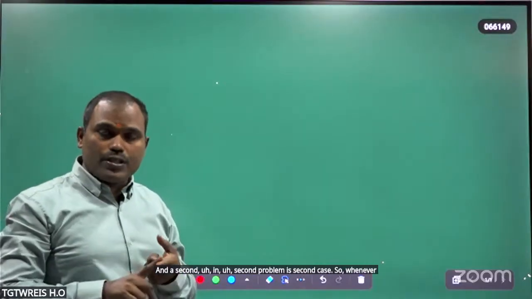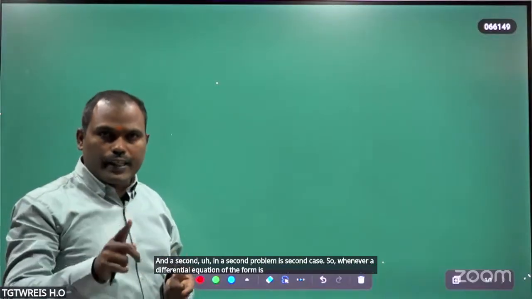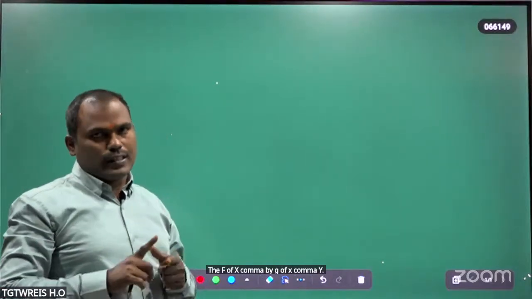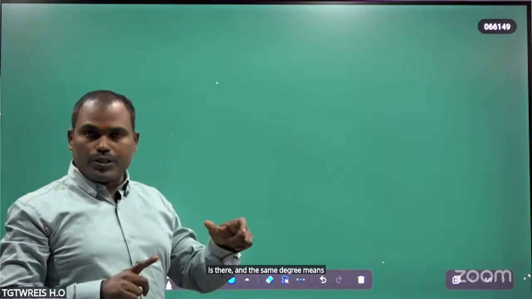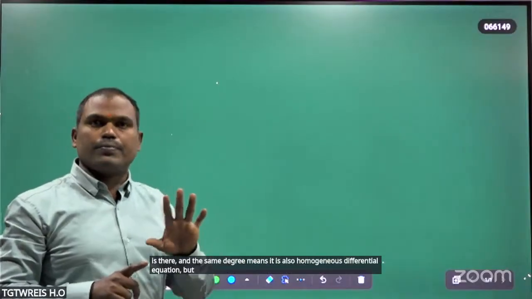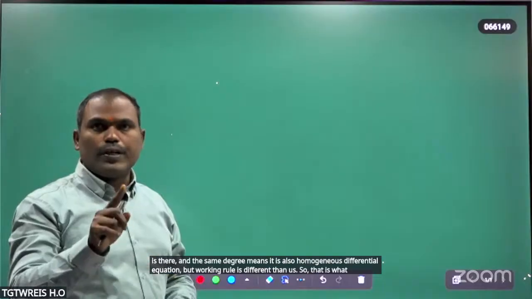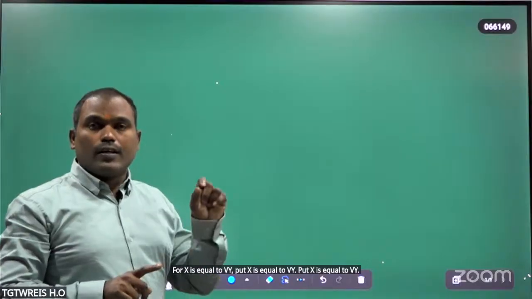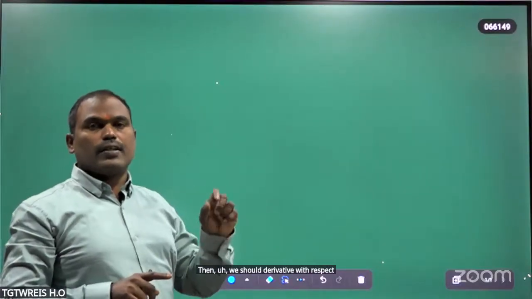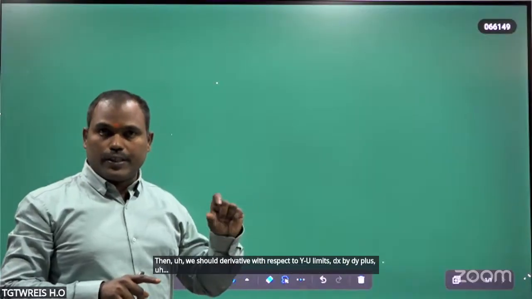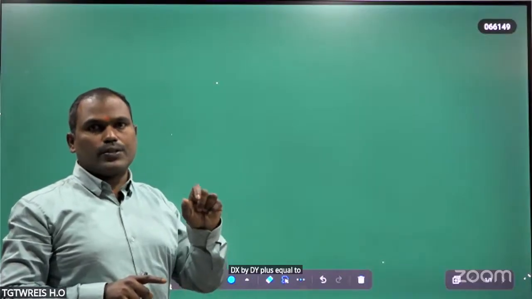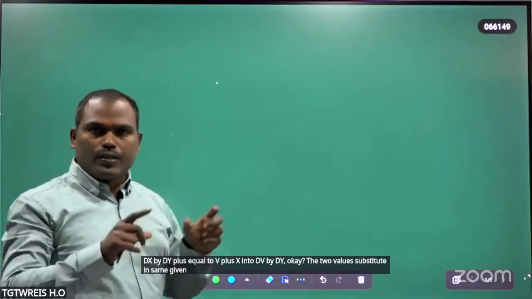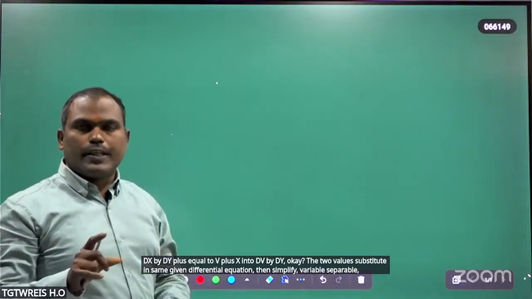Whenever a differential equation is of the form dx by dy equal to f of x comma y by g of x comma y, with the same degree, it is also a homogeneous differential equation, but the working rule is different. Put x equal to vy. Then we differentiate with respect to y only, so dx by dy equals v plus y dv by dy. Substitute the two values in the same given differential equation, simplify, separate the variables, then integrate on both sides, and we get the answer.